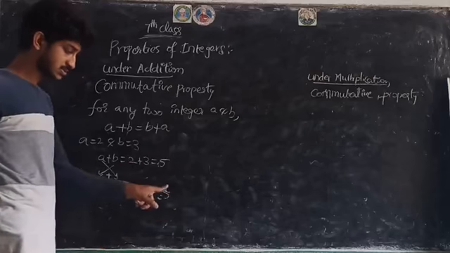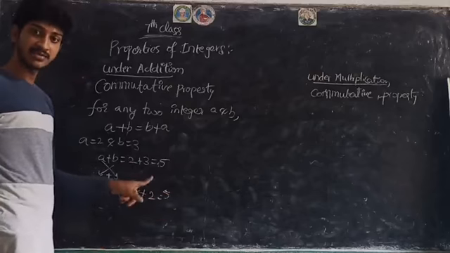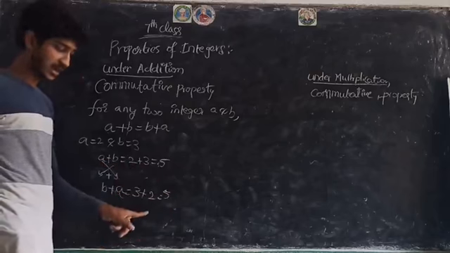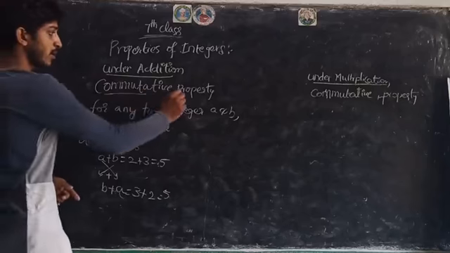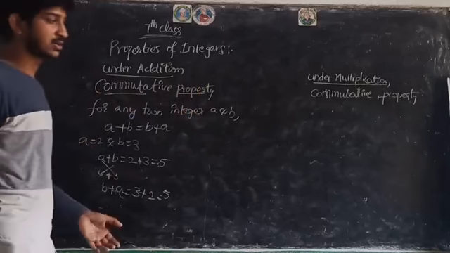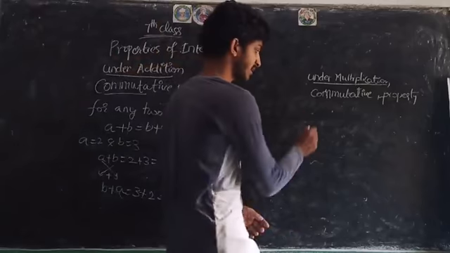So these two numbers are equal. Here I am getting sum as 5 and here I am getting sum as 5. So it satisfies commutative property under addition. Now commutative property under multiplication.